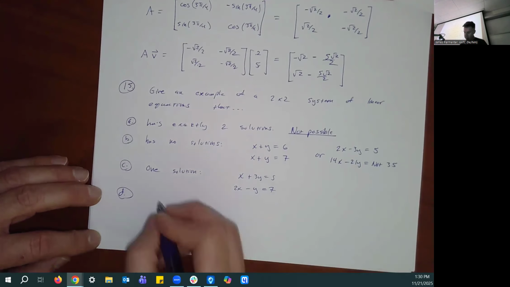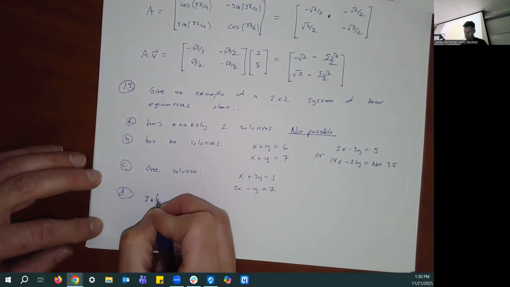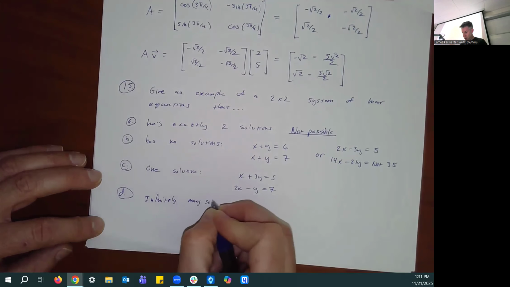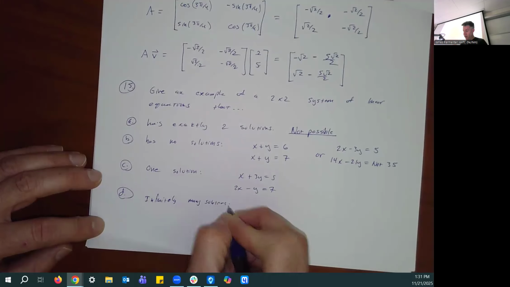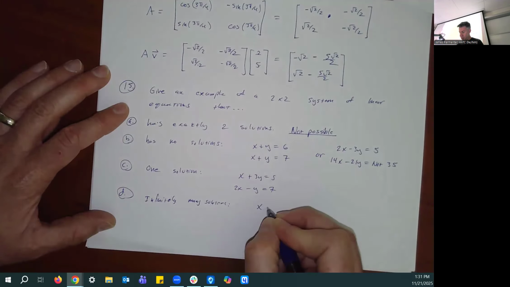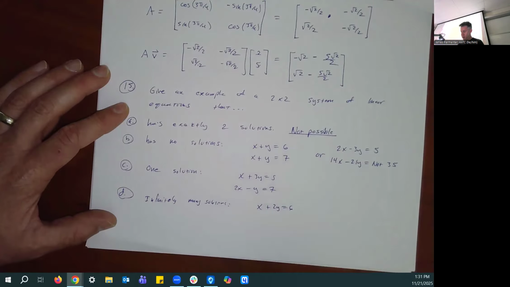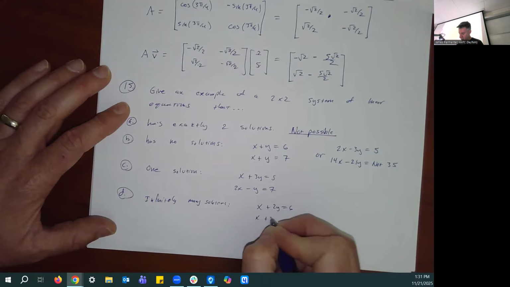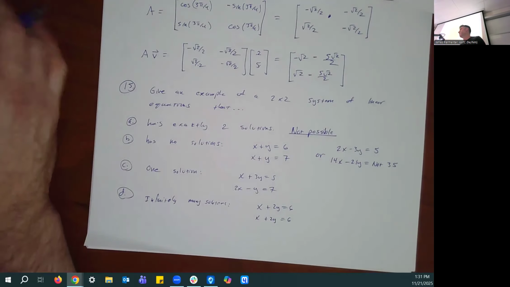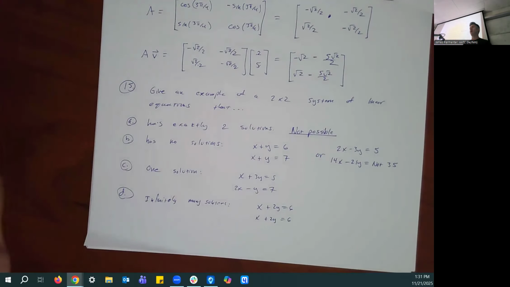D, infinitely many solutions. Now, this might feel like kind of a cop-out, but I think this is a totally valid answer. x plus 2y equals 6 is my first equation, and x plus 2y equals 6 is my second equation. You probably might not want to do that, but they didn't say you couldn't, right? It's two equations, they're just the same equation.